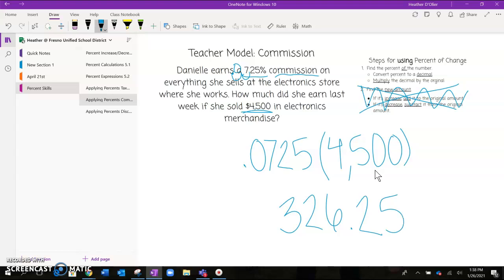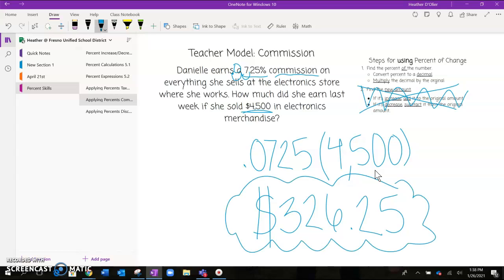$326.25. This is money, so if I didn't have the 2 decimal places, I would have to round or maybe even add zeros. But that's the amount of money that Danielle earned off that $4,500 she got the company. Sorry, I was trying to figure out the best way to say that. That's commission. Commission's kind of nice because you don't have to find the new amount. It's only the percent of the number.